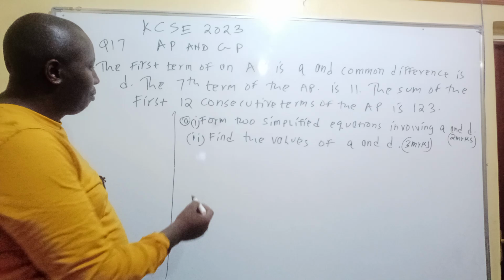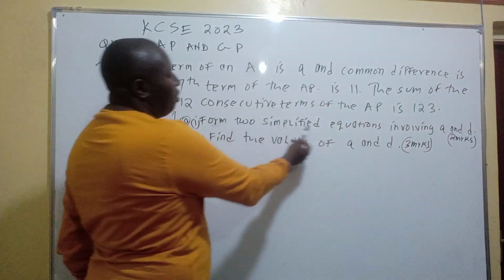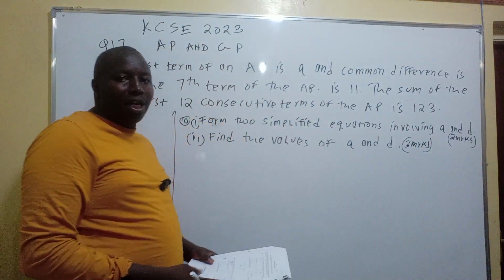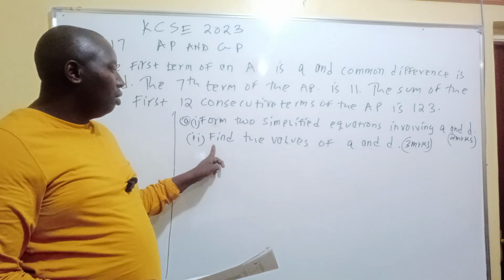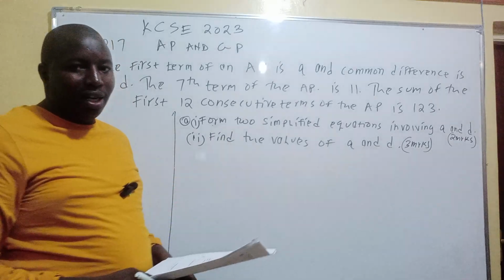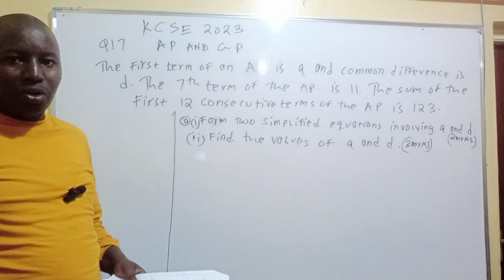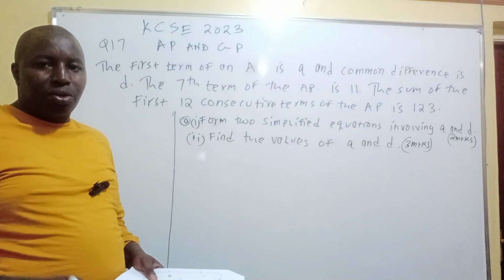Question (a), number 1: form two simplified equations involving A and D. And Roman 2: find the values of A and D. So that is the question.